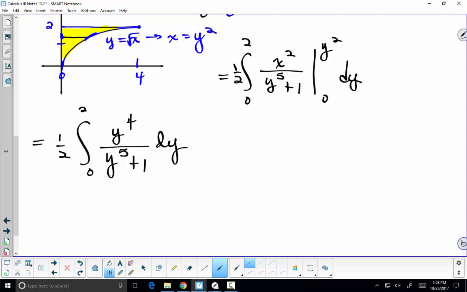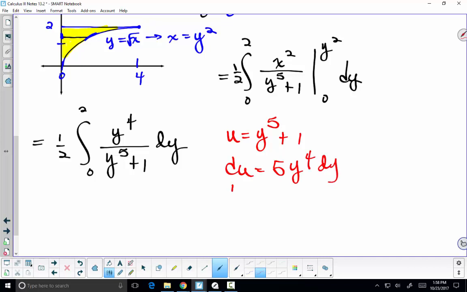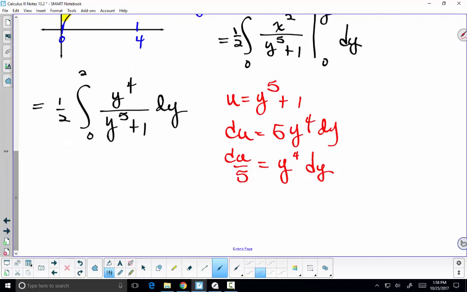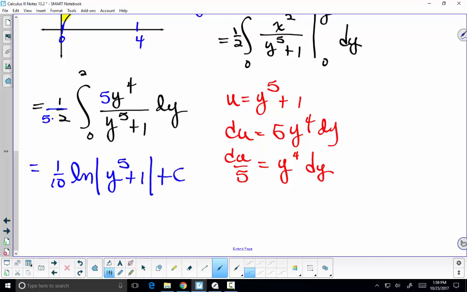Now u substitution, beautiful. No issues. Now we let u equal y to the 5th plus 1, du is 5y to the 4th dy. So there's no 5. Divide the 5 out if you want, whatever your habit is. Or we could actually use our log rule, right? It's in log form. The derivative of this is 5y to the 4th, so let's put a 5 there and a multiplication by 5 down in the denominator. And then we get 1/10 natural log immediately. That's probably even a better way to go. So we get that as our answer.